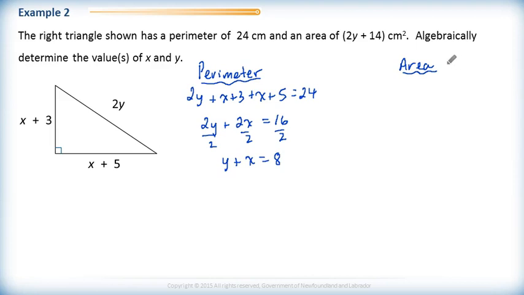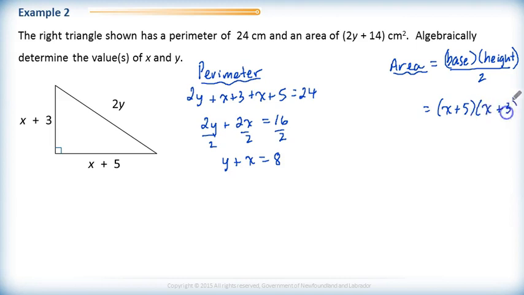Now remember, for the triangle, the area is base times height divided by 2. So we have x plus 5 times x plus 3, that's our base times our height, is equal to the area, but we're told the area is 2y plus 14. Whoops, I almost forgot my divide by 2 here in my formula.